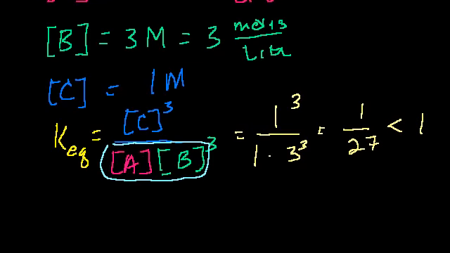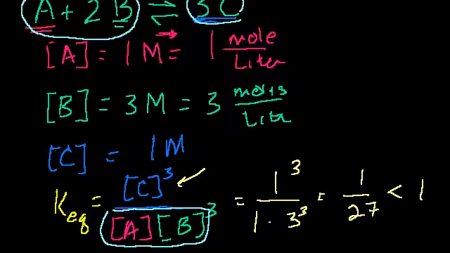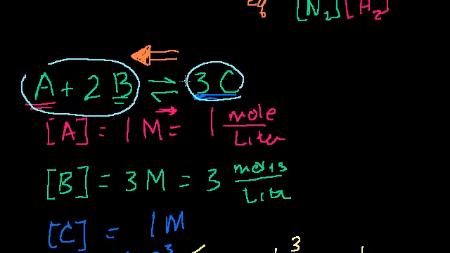On the other hand, if the equilibrium constant was greater than 1, that means that this numerator is greater than this denominator, which would imply that once you're in equilibrium, you end up with a lot more of the stuff on the right than the stuff on the left. So then that means the reaction would be going in the forward direction.